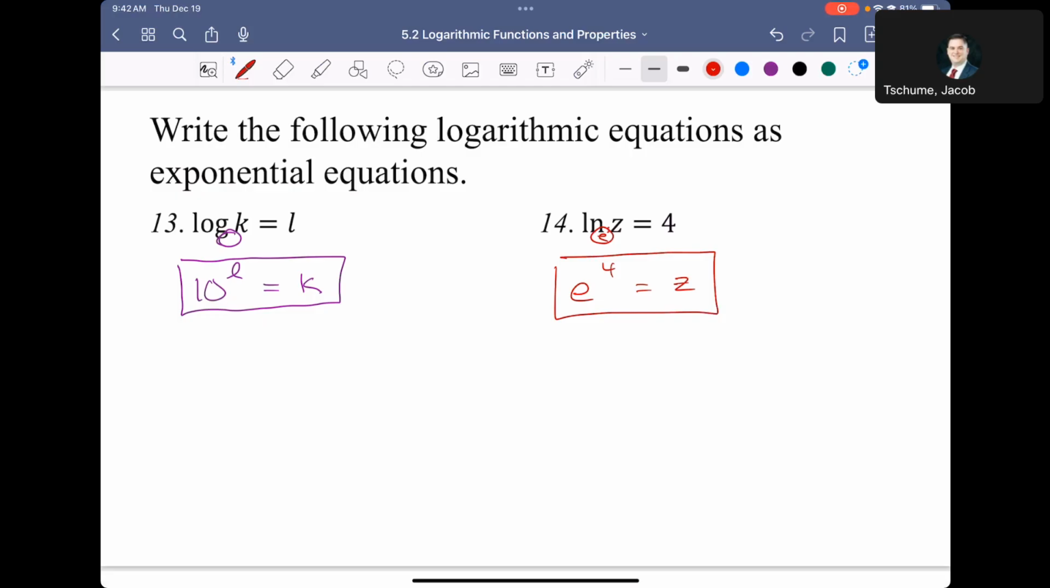And so even though these are special case logarithms, we still follow the same rules that we covered earlier in this video.